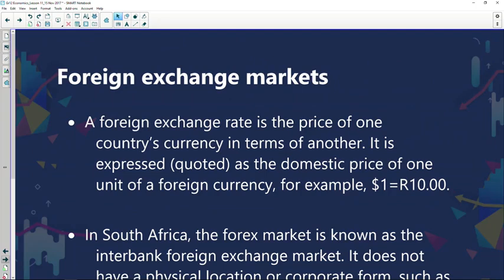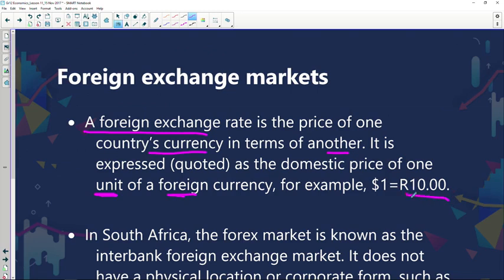So we're looking at the foreign exchange markets. So perhaps we'll start off by just defining what a foreign exchange rate is. Okay, so I'm just going to select my pen over here. There we are. All right, so we're going to start with the foreign exchange rate. So this is the price of one country's currency in terms of another. It is expressed or quoted as the domestic price of 1 unit of a foreign country. For example, $1 equals to 10 rand.